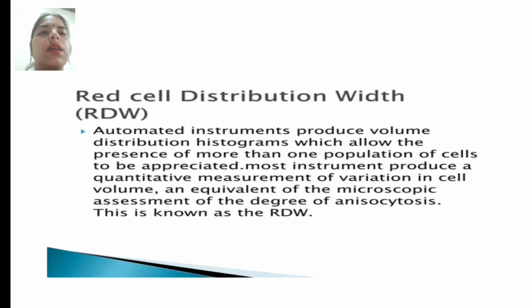In today's class, I will discuss my topic, that is the RDW, the red cell distribution width. Automated instruments produce volume distribution histograms which allow the presence of more than one population of cells to be appreciated. Most instruments produce a quantitative measurement of variation in cell volume, an equivalent of microscopic assessment of the degree of anisocytosis. This is known as the RDW.